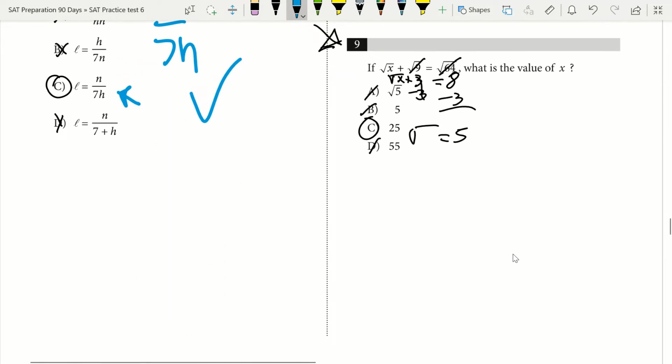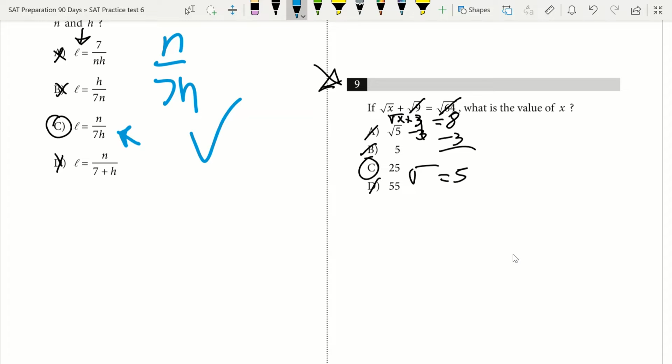Okay, number 9. Let me just check. I lost time on my screen. It looks like I've got about 6 minutes left, I believe. So we've got now if root x plus root 9 equals root 64. Root 64 is going to be 8.